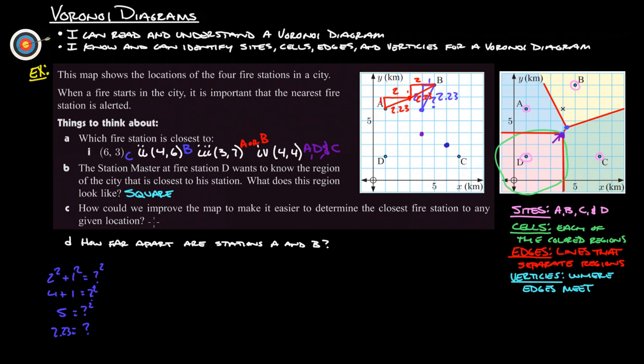That's to draw a Voronoi diagram. So we'll do that. Make a Voronoi diagram for this thing here. That makes it really easy to figure those all out. And then part D asks how far apart are stations A and B, but maybe before we do that, let's do a quick little comedy break.